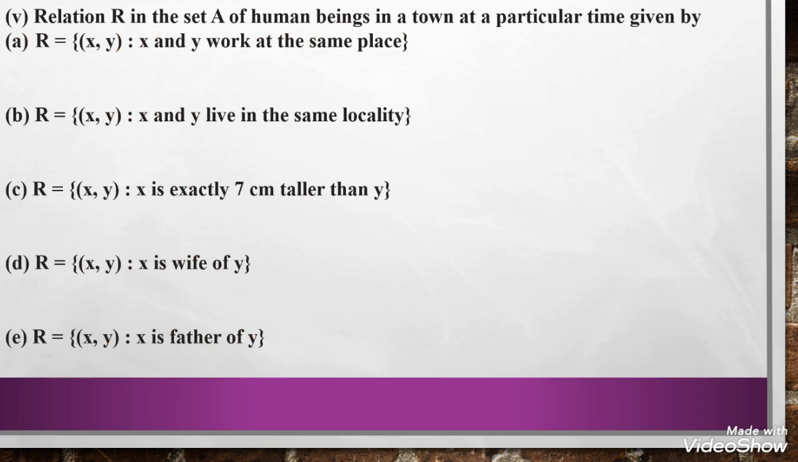Then let us move on to question number 5. Relations are given in a set of human beings in a town at a particular time. Based on that relation, we will check the conditions, that is reflexive, symmetric and transitive. I will check the relations one by one. For the first condition, I will take x comma y such that x and y work at the same place.